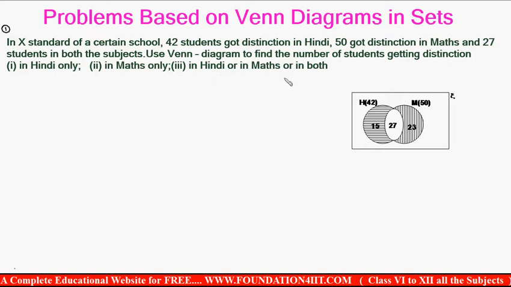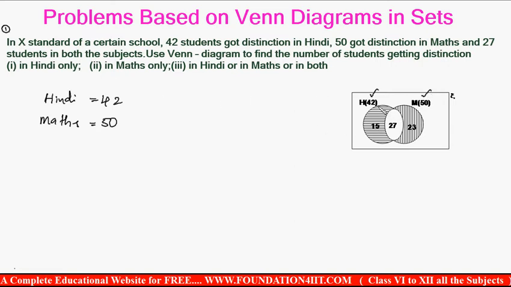Okay, so based on that, here is H and M, we can take like Hindi and maths. So number of students. So in H, out of 42 students, that means 42 students got distinction in Hindi. And 50 got distinction in maths. Okay, in maths it is 50. Now if you observe the Venn diagram, in this 42 and maths is 50, right? So we have taken this.